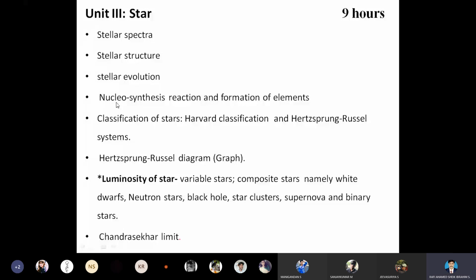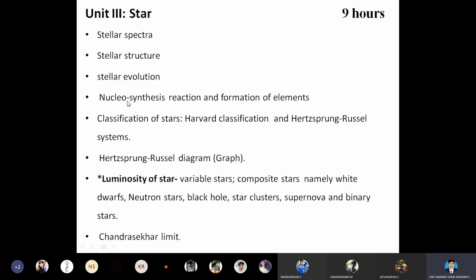So this nucleosynthesis reaction is nothing but the nuclear reaction. We know the reaction is the nuclear fusion reaction. During the nuclear fusion reaction, once the nuclear fusion reaction takes place, the formation of the star happens. So along with the formation, there will be the emission of the elements that we are going to study here.